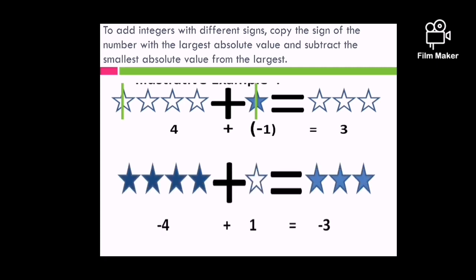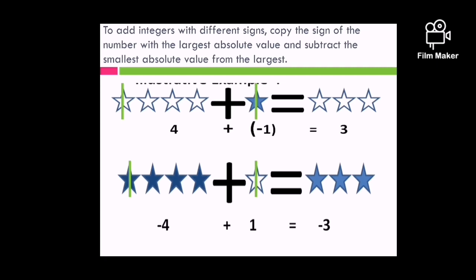Next, negative 4 plus 1. O kung makikita mo, there are 4 blue stars at 1 white star. Let us find the zero pairs. Then, may natirang 3 blue stars which is negative. So, the answer is negative 3.